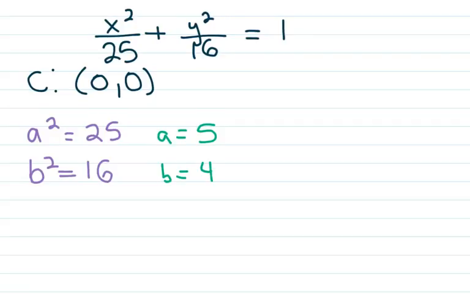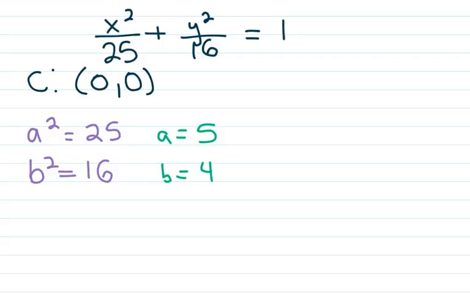All right, so we know our A is 5 and our B is 4. So this tells me that the distance from the center to the vertex is 5, and the distance from the center to the co-vertex is 4. Okay? It's going to be 25 minus 16. You do the square root. We'll get into that in a second.